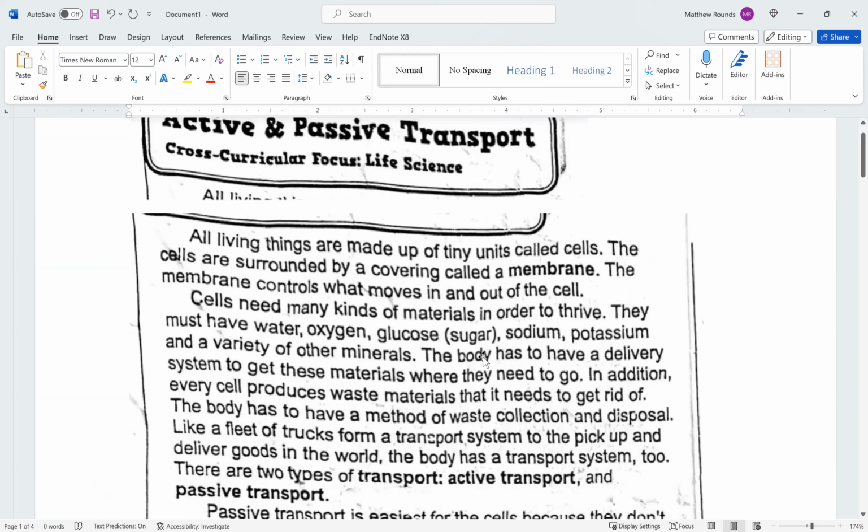The body has to have a delivery system to get these materials where they need to go. In addition, every cell produces waste materials that it needs to get rid of. The body has to have a method of waste collection and disposal. Like a fleet of trucks form a transport system to pick up and deliver goods in the world, the body has a transport system too. There are two types of transport: active transport and passive transport.